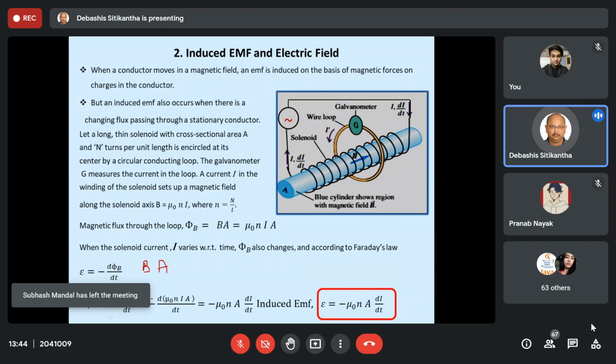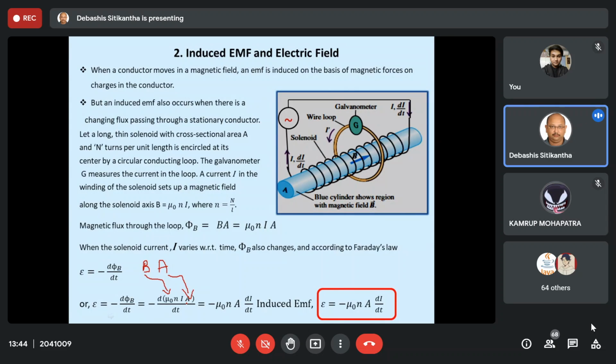So over here, since there is a change in the field, I will write it as minus d phi, and in place of B I will write mu 0 n i, and A remains over here, divided by dt. Ultimately mu 0, n and A are all constant. Why? Because mu 0 itself is a constant, equal to 4 pi into 10 to the minus 7. Well and good. Next, n.